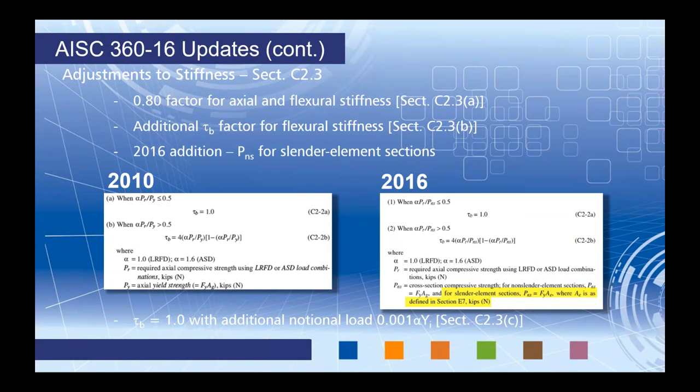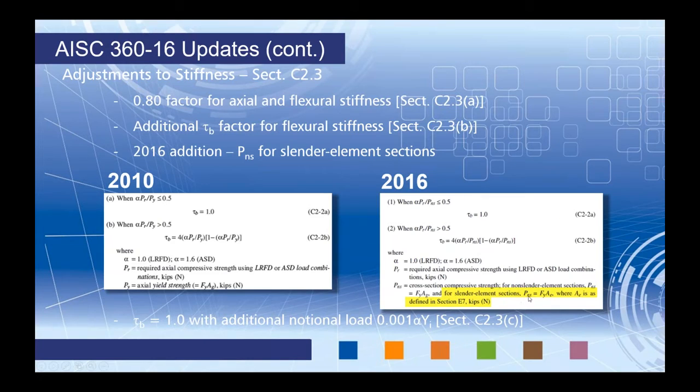Now, in the 2010 equations, you can see on the left here, we have the required axial compressive strength. We also have the axial yield strength, P sub y. Comparing that to the 2016, realistically, the equation didn't change. What did change, though, is that P sub y is no longer P sub y. It's now called the cross-section compressive strength. And we have a small section added in here for slender elements. For non-slender elements, everything remains the same.